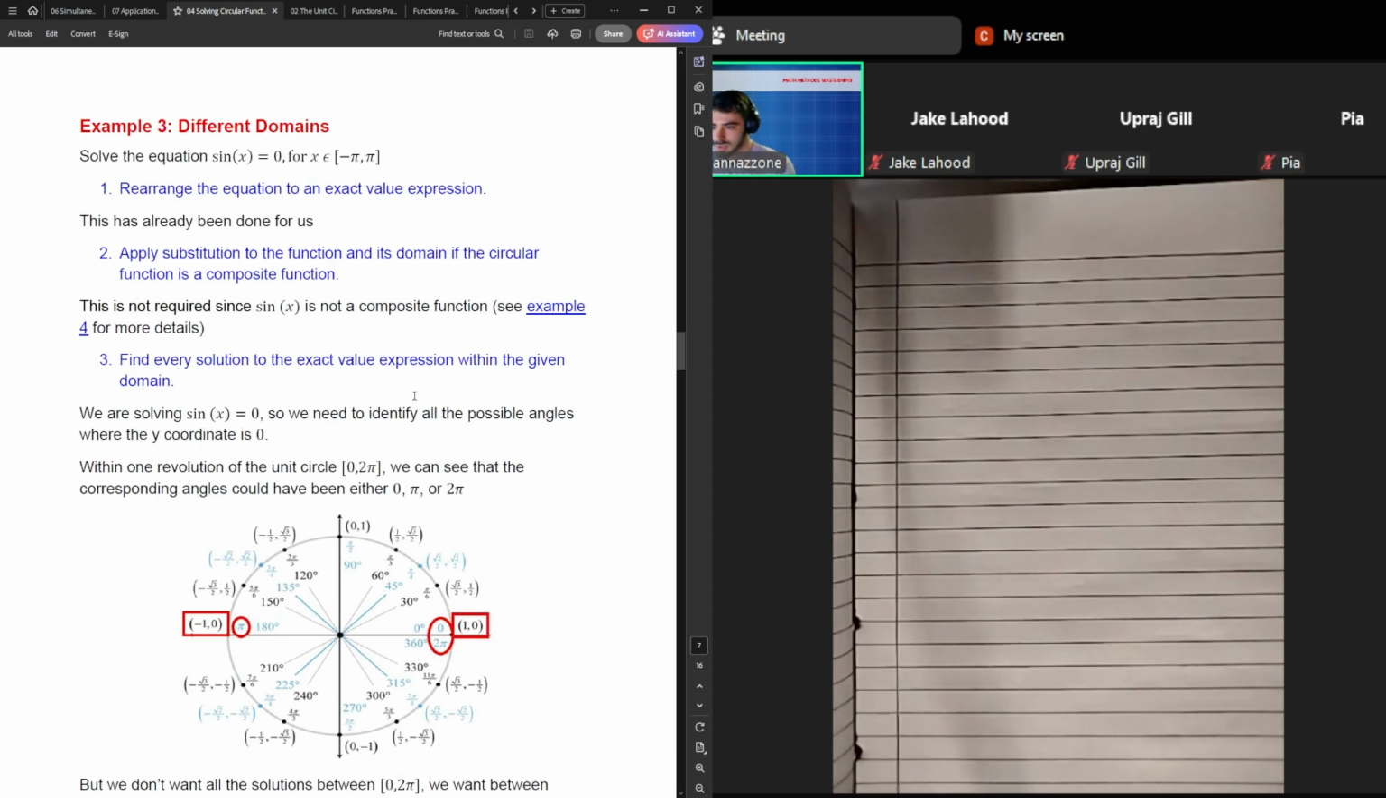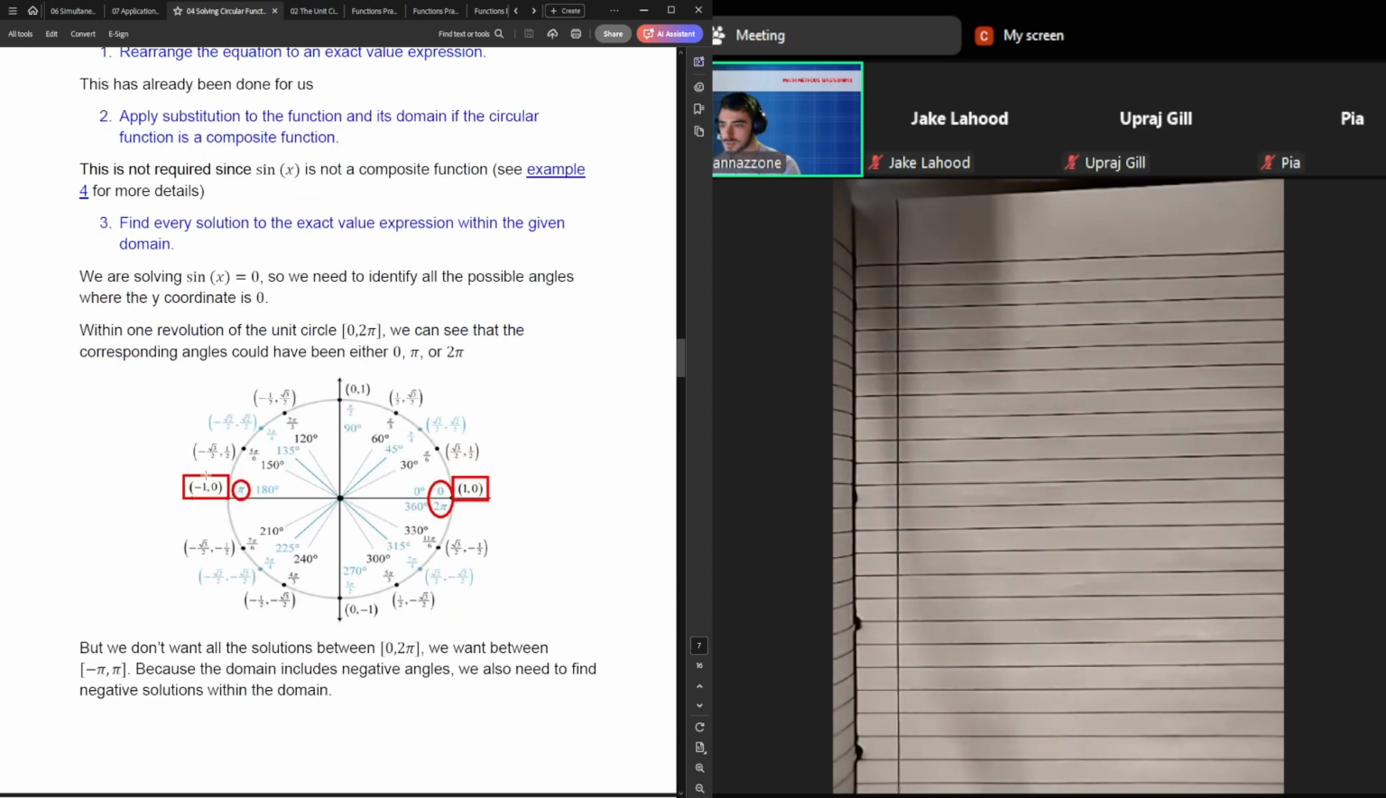If you have different domains, you're just going to go backwards and forwards on the unit circle. So if we're looking for where sine is equal to 0, but it's between -pi and pi, you still find all the spots, but you have to give it in the equivalent negative and positive angle instead of just purely positive.